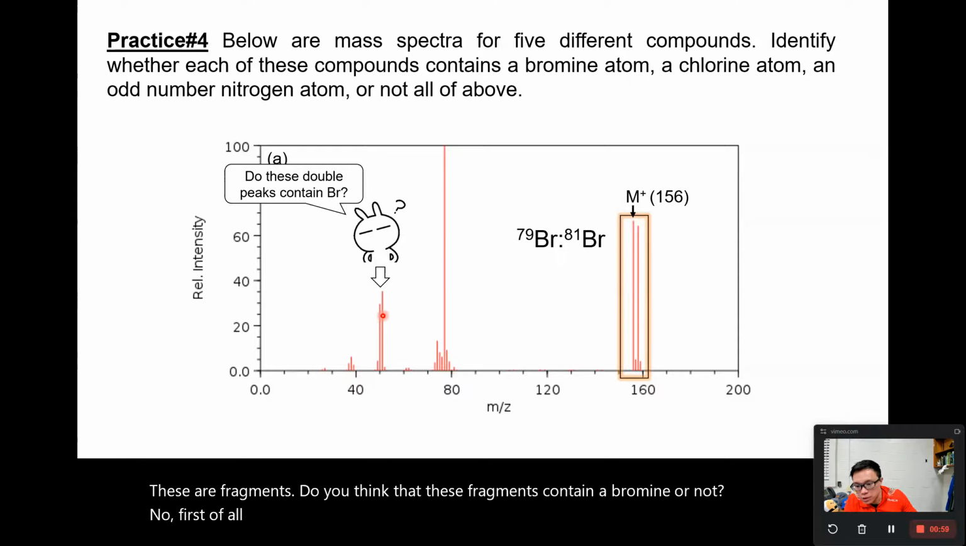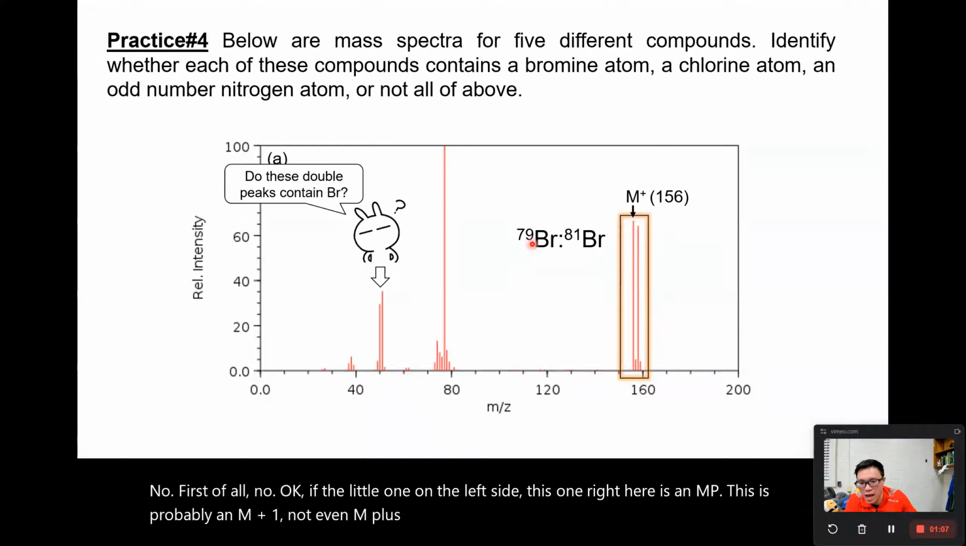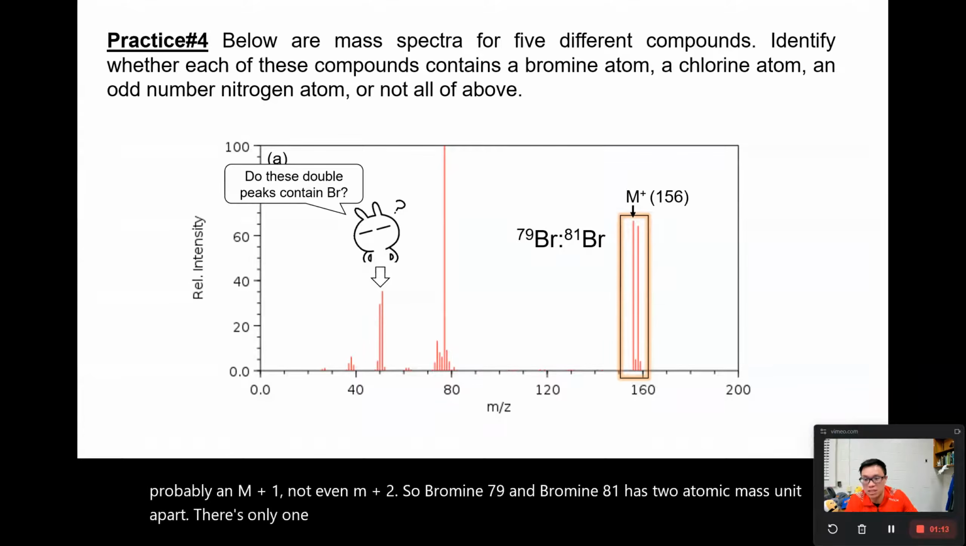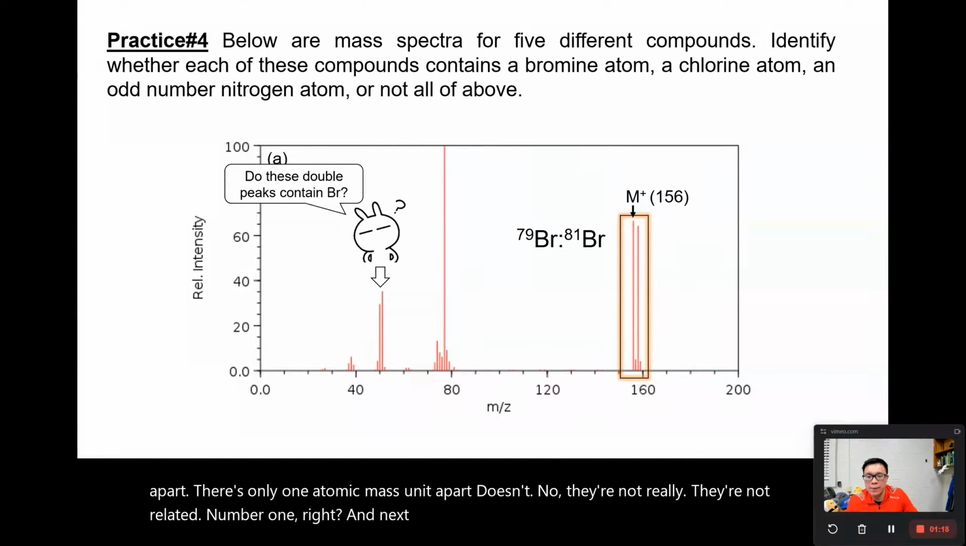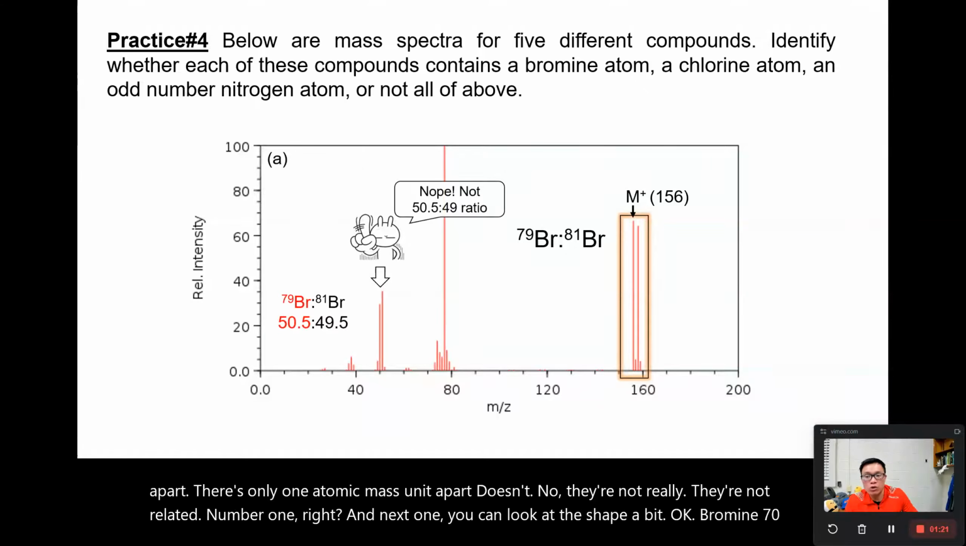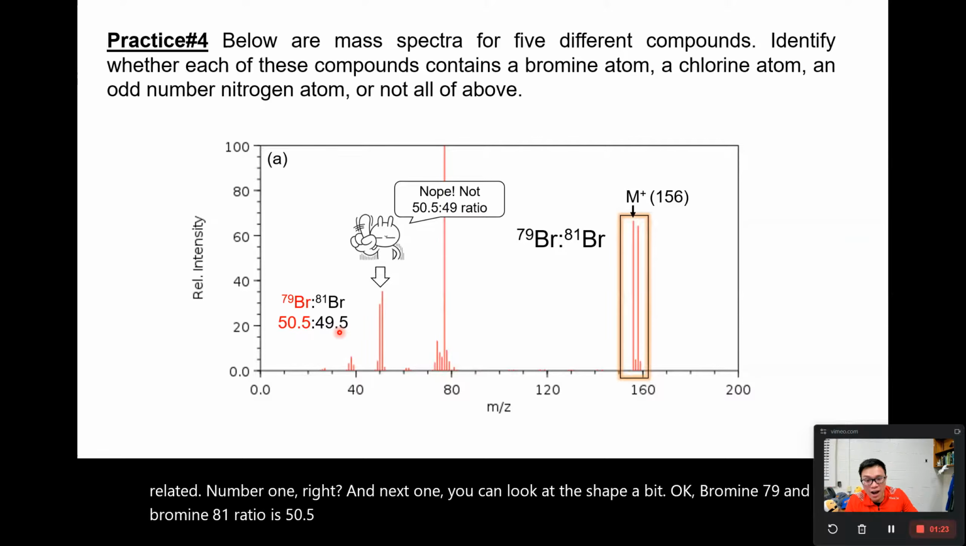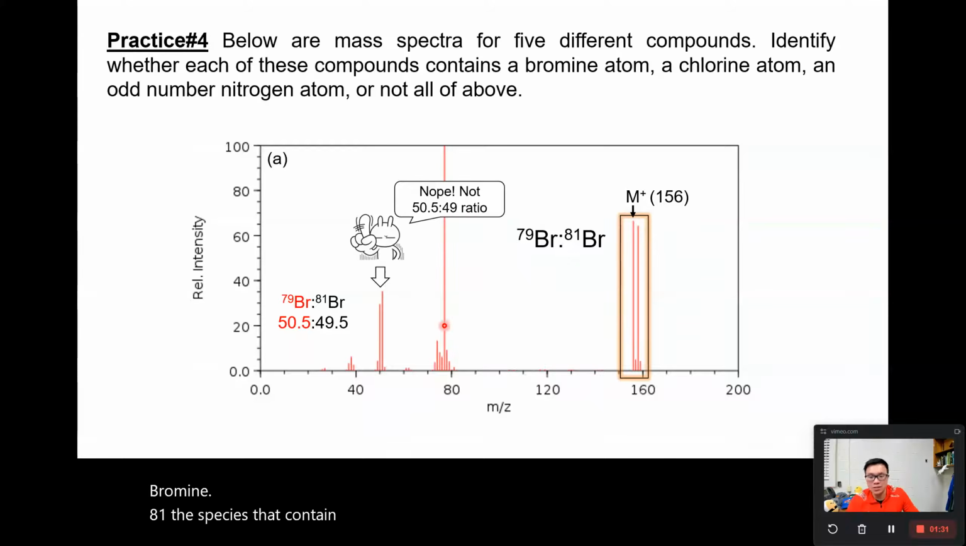If the little one on the left side, this one right here, is an M peak, this is probably an M plus 1, not even M plus 2. Bromine 79 and bromine 81 are 2 atomic mass units apart. There's only 1 atomic mass unit apart here. No, they're not related. Number one. Next, you can look at the shape of it. The bromine 79 and bromine 81 ratio is 50.5 to 49.5. So you should see that bromine 79 is slightly higher than the species that contain bromine 81. This one, the shape doesn't look like that. So no. Anyway, moving on.